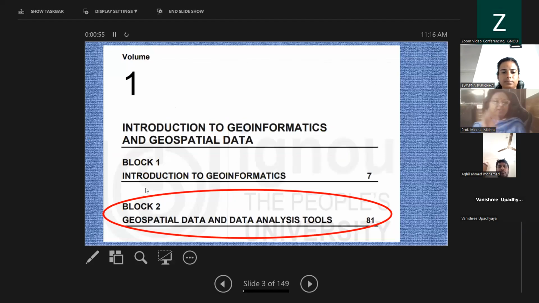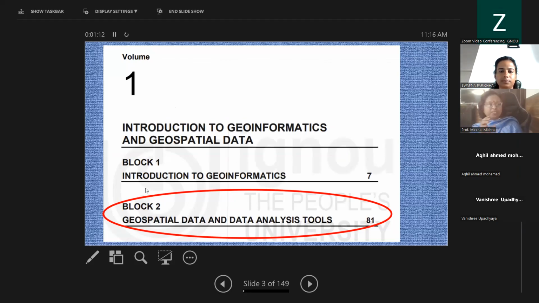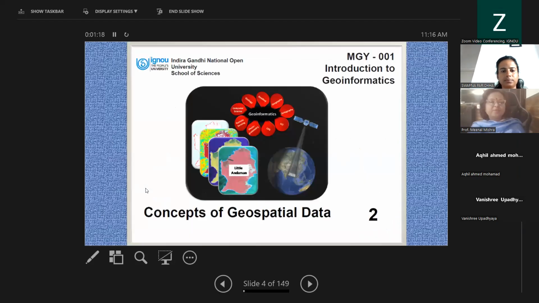Now this block 2 is part of your volume 1, that is Introduction to Geoinformatics and Geospatial Data. It has been packaged into two blocks, so this is the second block of volume 1. Fine. You must have got your hard copy of SLMs. It looks something like this.